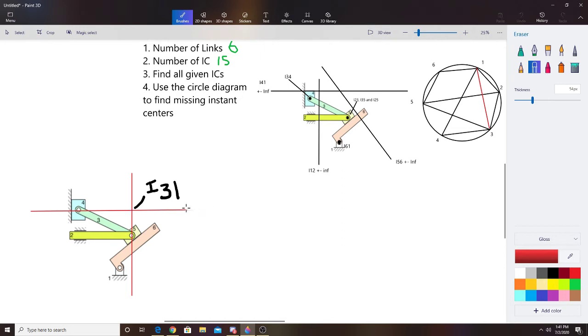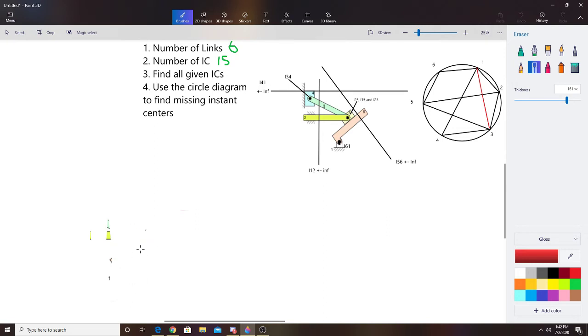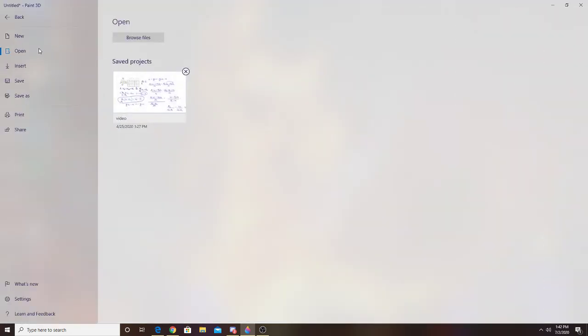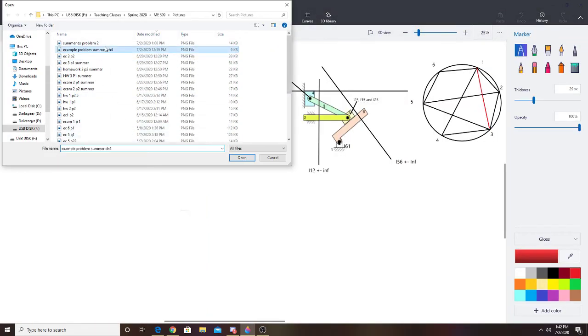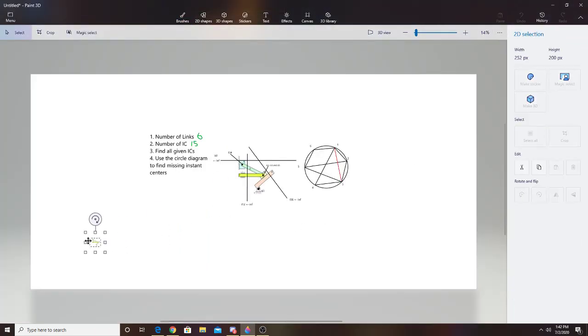Oh, I can't go back that far for some reason. Yikes. Am I going to have to insert a new picture every time? It looks like it. That is dumb. Because I could not go backwards on redo very often.